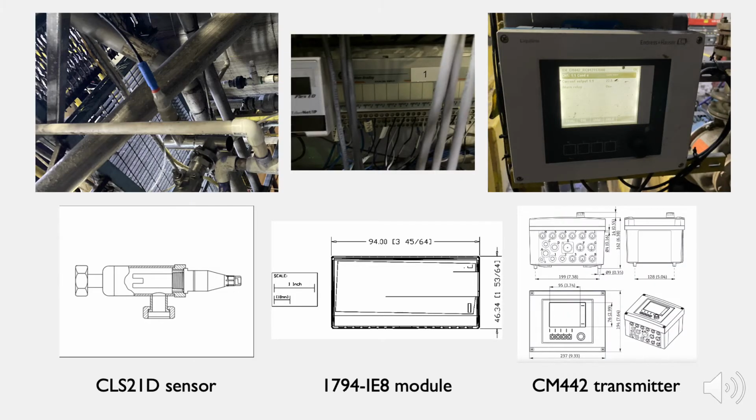So here are some pictures of the actual physical equipment that was used in the project, along with schematics. Those schematics were provided in the instruction manuals and data sheets for each respective piece of equipment. And those data sheets were also used to determine how each piece should be wired and set up properly.